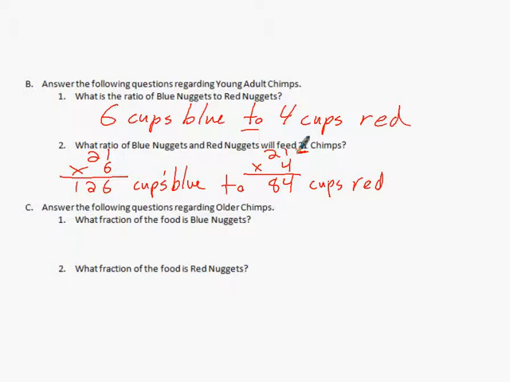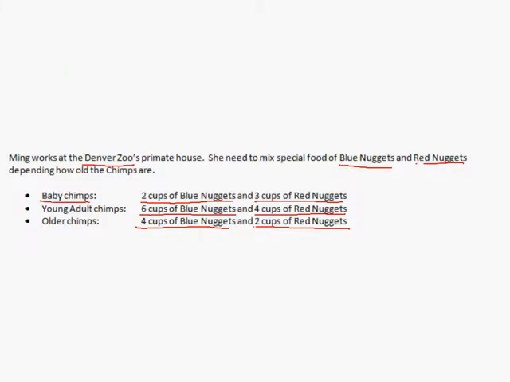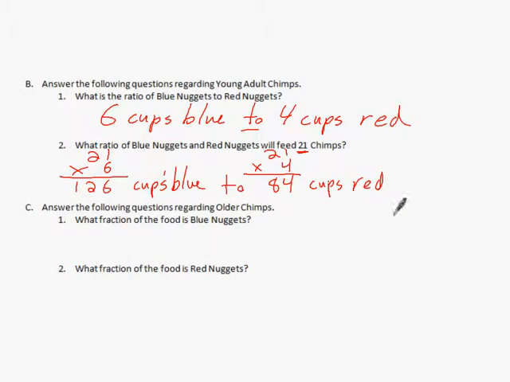All right, part C. Answer the following questions regarding older chimps. So not too hard to keep the young adult chimps alive. Now we've moved on to older chimps. What fraction of the food is blue nuggets? What fraction of the food is red nuggets? Well, it didn't ask us for the ratio again, but let's go back and remind ourselves. Older chimps take 4 cups of blue and 2 cups of red. So I'm just going to put it here. 4 blue, 2 cups of red.